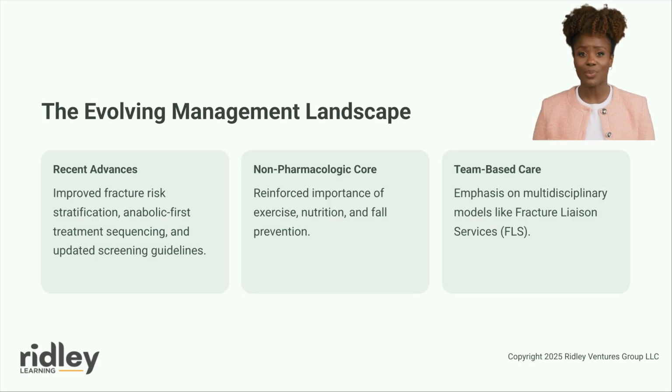The landscape of osteoporosis management has evolved considerably in recent years. We've seen advances in fracture risk stratification, the emergence of anabolic-first treatment sequencing for very high-risk patients, updated screening guidelines, and growing recognition of health disparities that have reshaped evidence-based practice. Simultaneously, the foundational role of non-pharmacologic interventions, including targeted exercise, fall prevention, nutritional optimization, and lifestyle modification, has been reinforced by contemporary research. There is particular emphasis now on adherence challenges and the critical importance of multidisciplinary, team-based care models such as fracture liaison services.